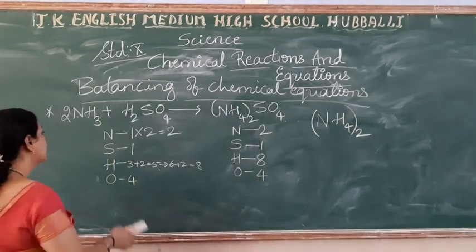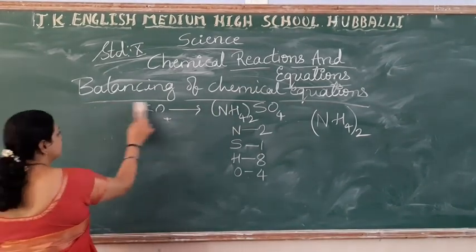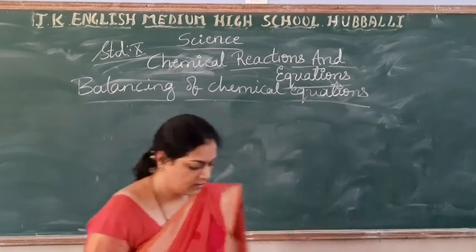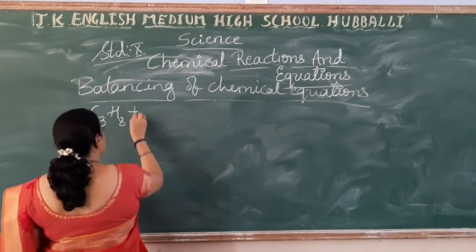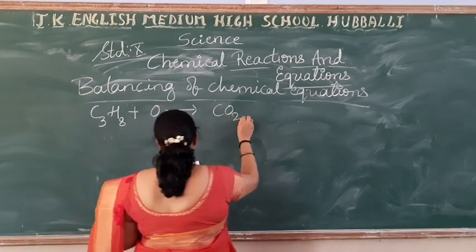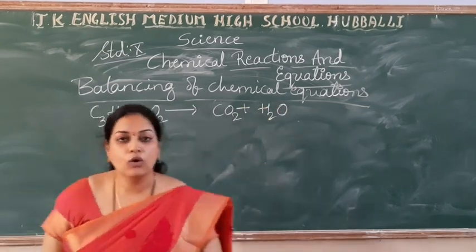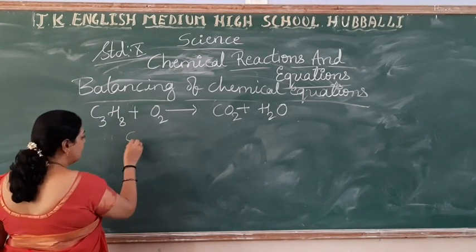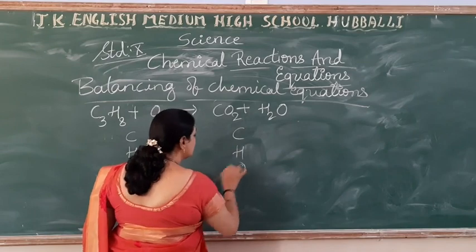Take down this equation. Fine. C3H8, the next one: C3H8 plus oxygen gives carbon dioxide plus water. What is the first step students? Check the elements. Here what are all the elements you find? Carbon, hydrogen, oxygen. Correct? So this side carbon, hydrogen, oxygen.